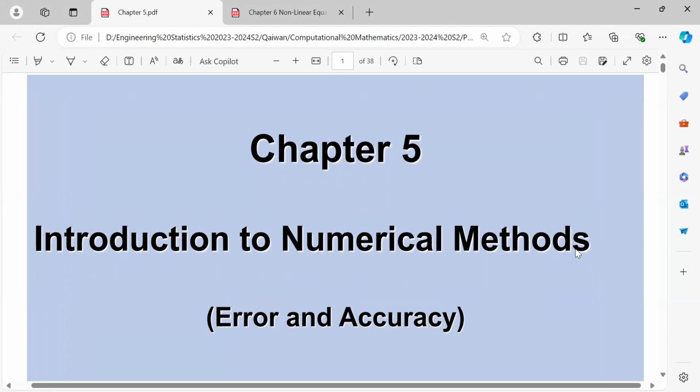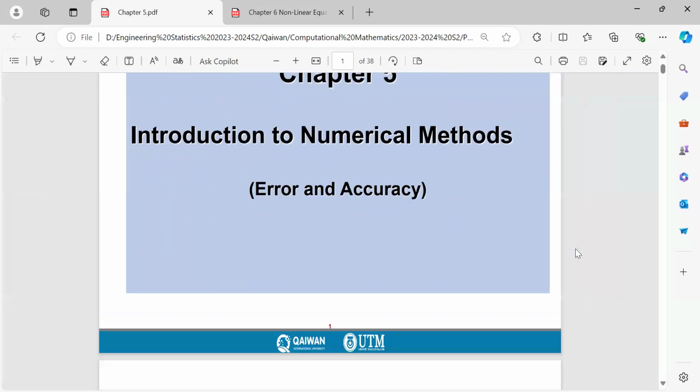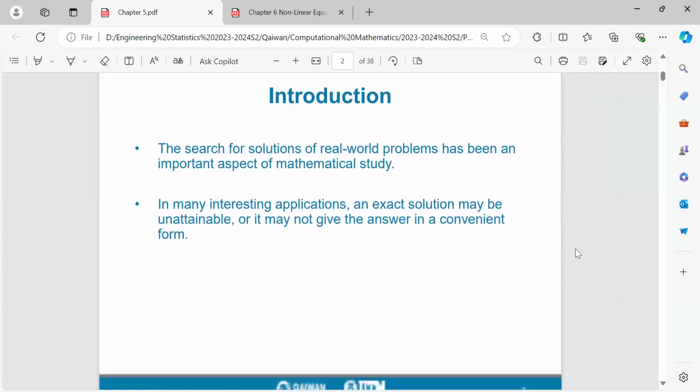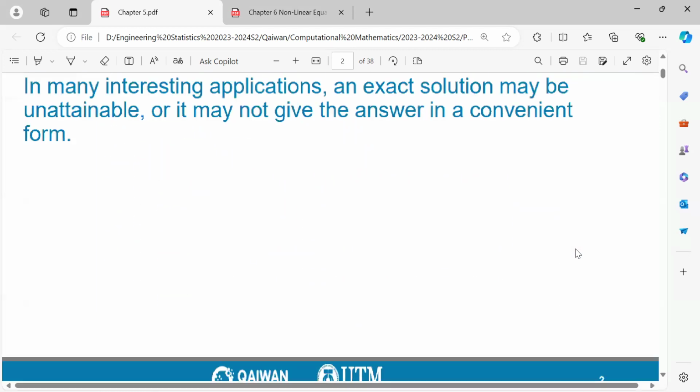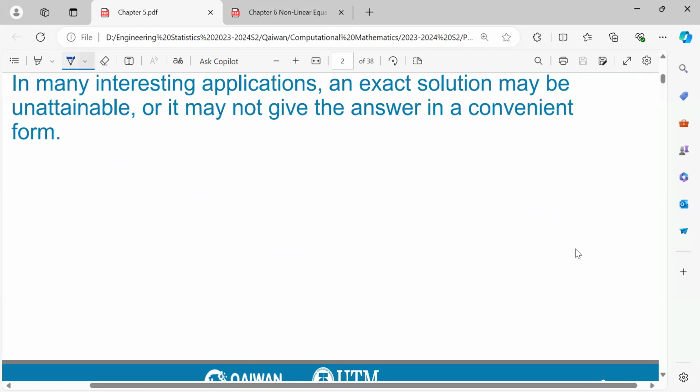approximate value for some values. Here we use numerical method for those equations or integrals that we couldn't evaluate analytically.